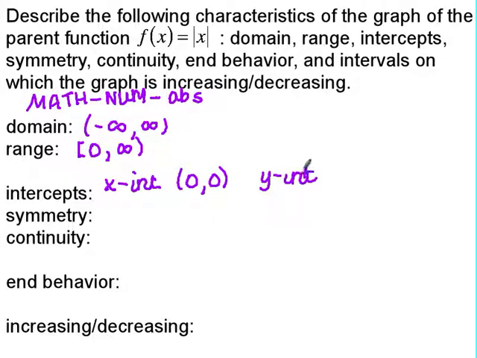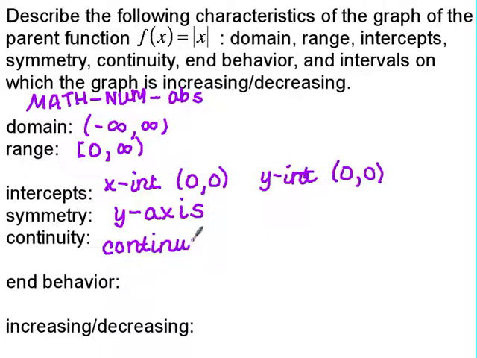Now the reason why I'm writing them as two separate ones is because if you ever get one where it's actually two separate values, I want you to be able to find both of them. Okay, symmetry. What do we got for symmetry? Y-axis, because that's the one that if you fold on it, it will fold over onto itself. Okay, continuity. Continuous for what? Well, it's actually continuous for everything. So you could just put continuous, or if you wanted, you could put continuous for the domain, which is what we wrote on the previous one.